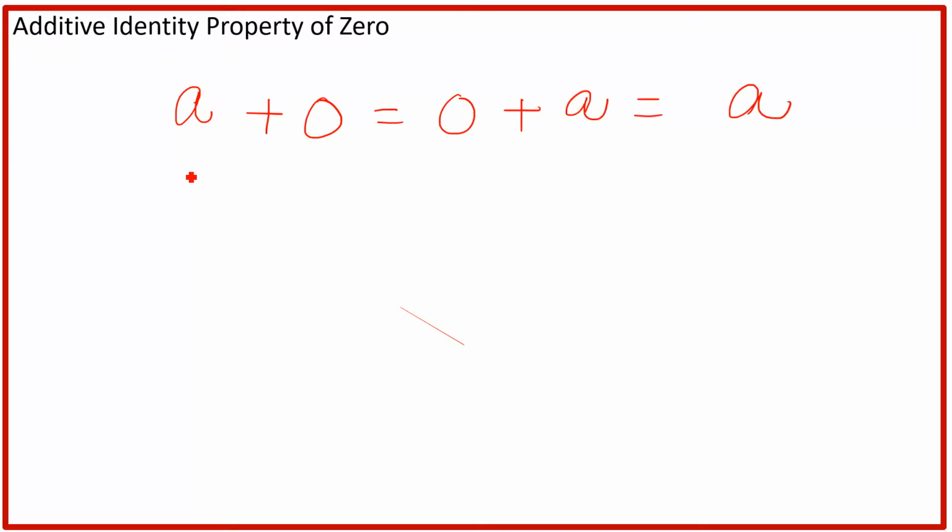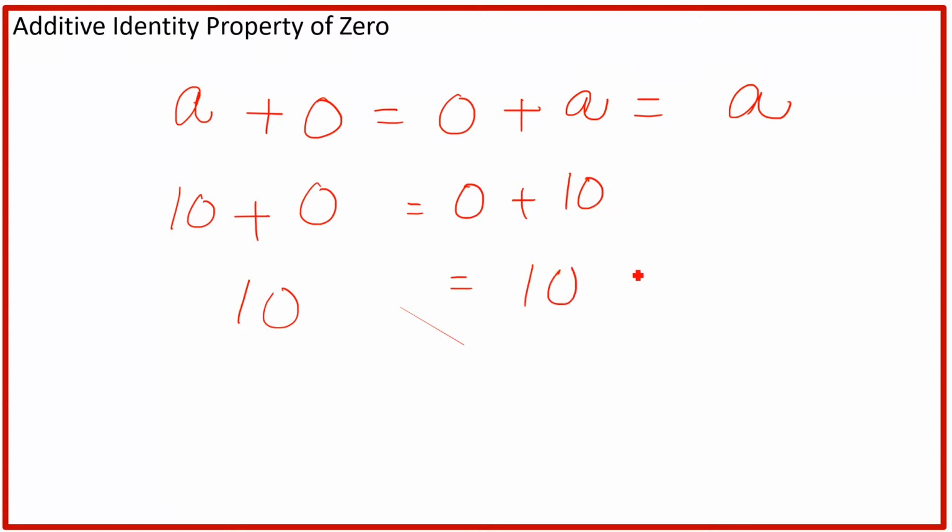And the last is very easy, the additive identity property of 0. If A is any whole number, A plus 0 is equal to 0 plus A, which is equal to A. Suppose we have 10. So 10 plus 0, we will get 10. Or 0 plus 10, we will get 10, which is equal to A, and A is also 10. This is called the additive identity property of 0.